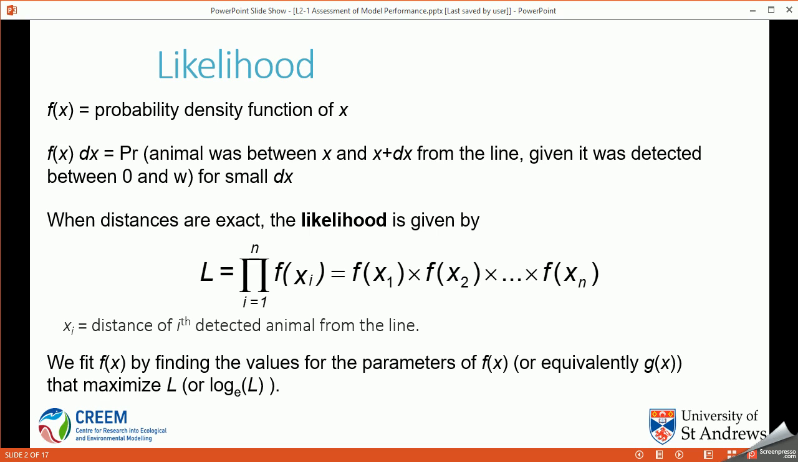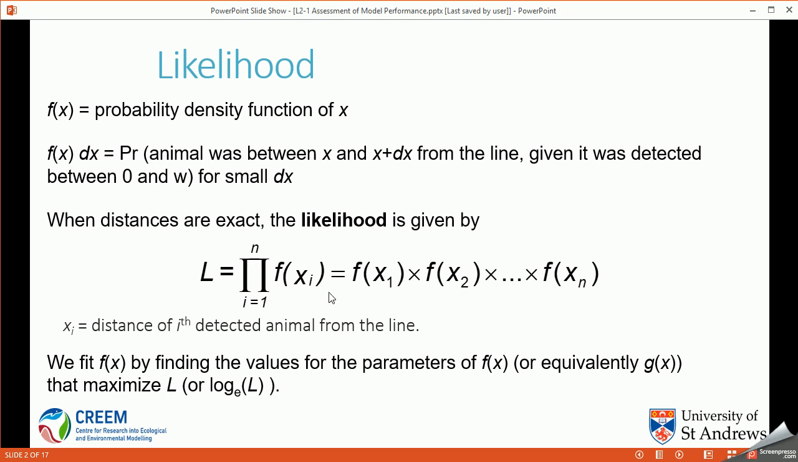Now the likelihood function is key to estimation because the parameters of this probability density function are exactly the parameters of g of x, our detection function, and these are the parameters that we need to estimate in order to estimate detection probability, and from detection probability, abundance and density. And the way we do that is that we just find the parameter values, those are the parameters of the detection function, the values of those parameters that make this likelihood biggest. Those would be the parameters that were most likely to generate the data that we observed, x_1 to x_n.